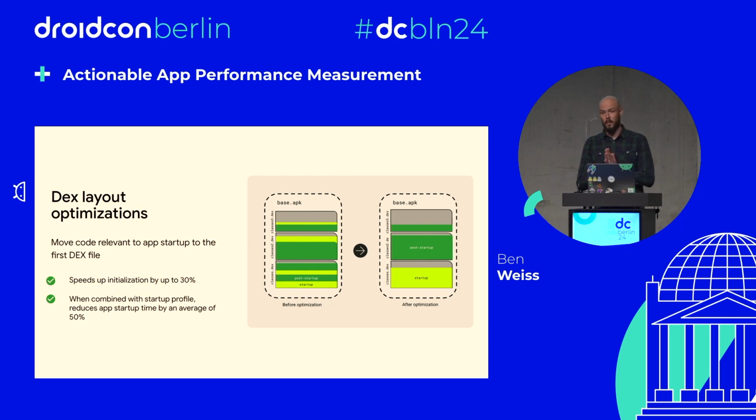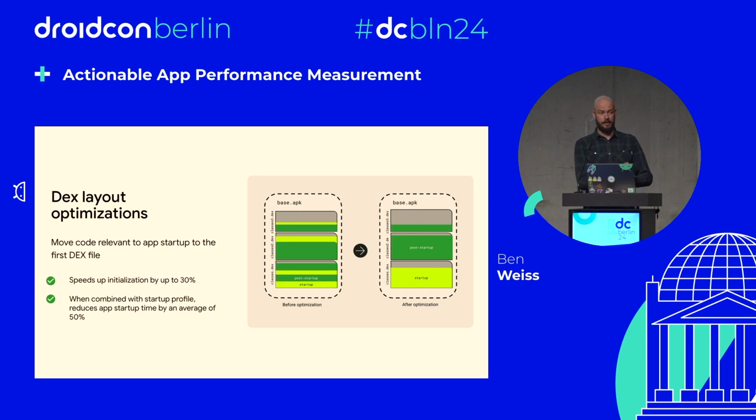What happens when the app gets DEXed, so when the app gets packaged into different DEX files in your Android APK, is that the code just gets shuffled in there at some point. It's not random, it's arbitrary. And startup code can be distributed over multiple different DEX files.